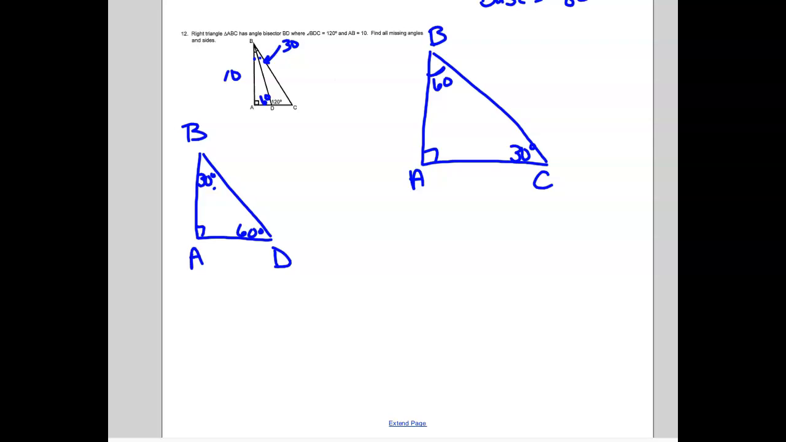Now we have to start working on some side lengths. We were told that this side was 10. I'll put it in both pictures here. Let's start with triangle ABC. We have a 30, 60, 90 triangle. The side opposite the 30-degree angle is my smallest side, and the hypotenuse is always twice as big. So that means this side would have to be 20. And the longer leg has to be the short side times the square root of 3. So this side is going to be 10 root 3.